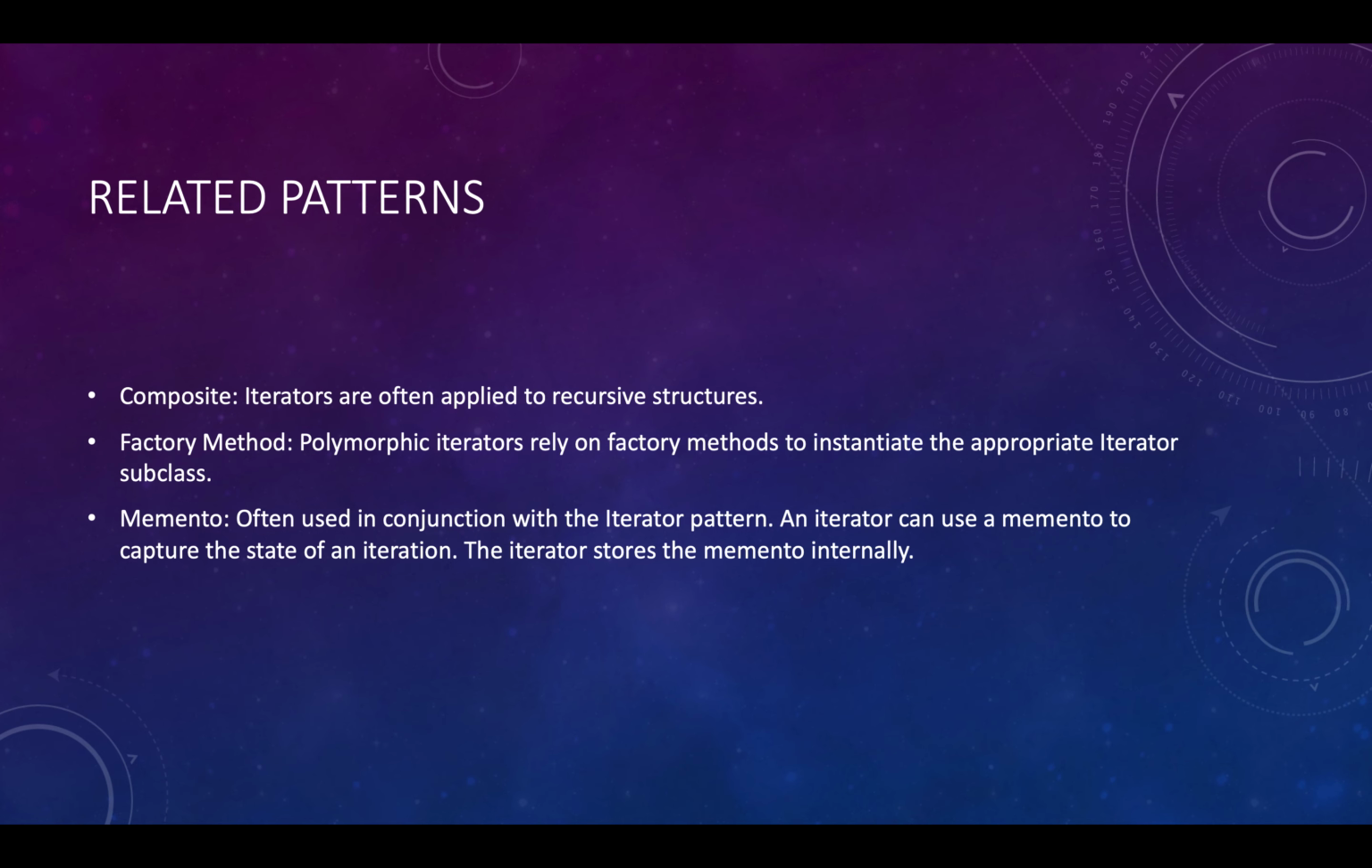These are some related patterns to the iterator pattern. First off is the composite. Iterators are often applied to recursive structures. Next would be the factory method. Polymorphic iterators rely on factory methods to instantiate the appropriate iterator subclass. And lastly, the memento pattern. It is often used in conjunction with the iterator pattern. An iterator can use a memento to capture the state of an iteration, and then the iterator stores the memento internally.